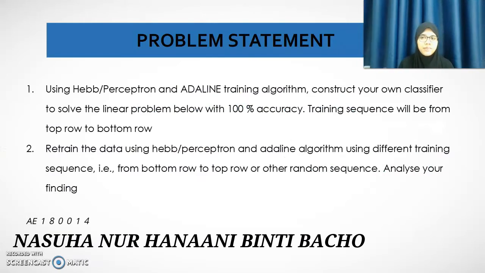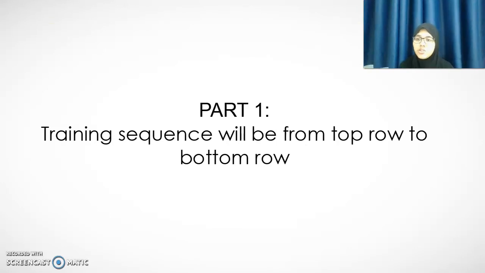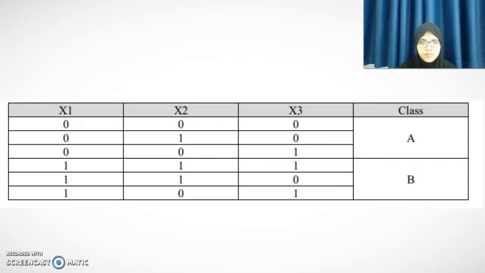Okay, so the problem statement is, first, using HAB or perceptron and Adaline training algorithm, construct your own classifier to solve the linear problem below with 100% accuracy. Training sequence will be from top row to bottom row. Second, retrain the data using HAB or perceptron and Adaline algorithm using different training sequence, for example, from bottom row to top row or other random sequence. Analyze your finding.